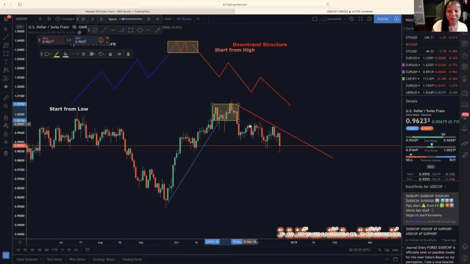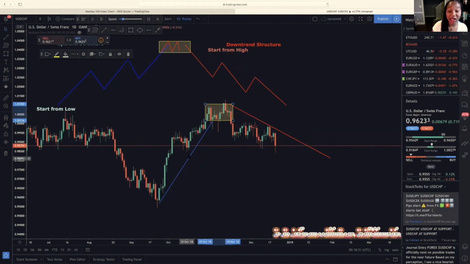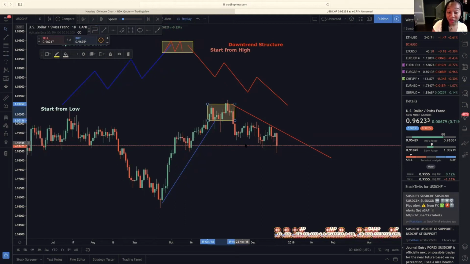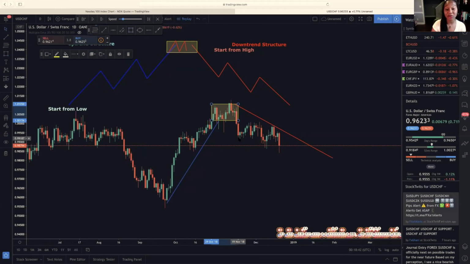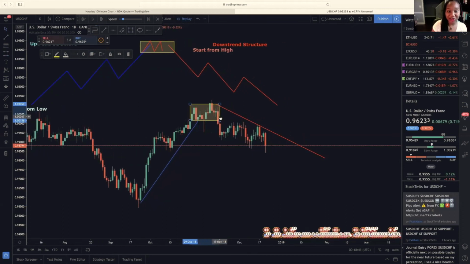So a lot of people, they trade breakouts. So you can have an uptrend, they wait until the market breaks out of this box, retest, and then they trade with the trend. That's one strategy. Me, I'm not a breakout trader. But I'm gonna show you how I would get into this setup.